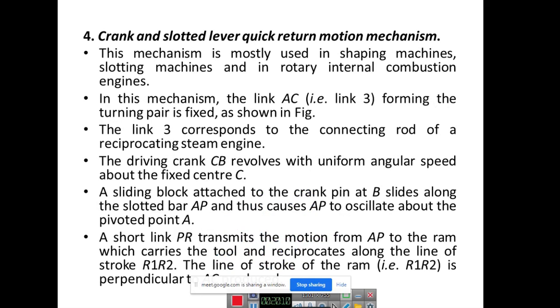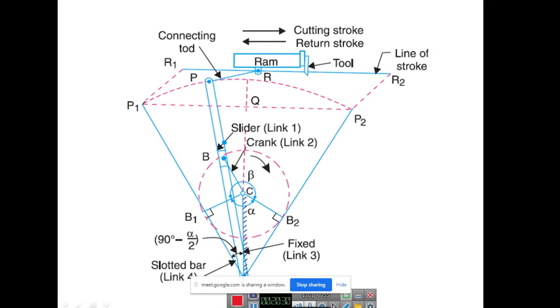Okay, so in quick return mechanism, this is observed in shaping machines or slotting machines, and also in rotary internal combustion engines. So the return stroke is faster than the forward stroke there. Return stroke is always faster. In this mechanism I will show you the figure. So this is the figure.